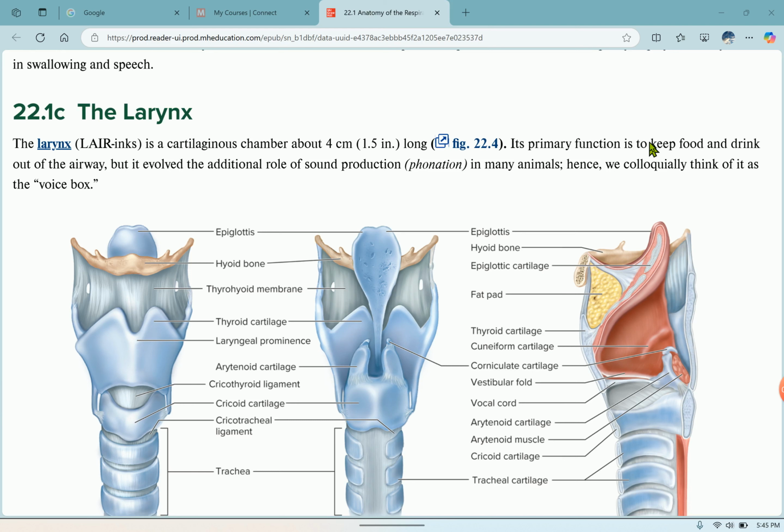Larynx area, there's a lot of cartilage in the larynx area, including the thyroid cartilage. Okay, this is the so-called Adam's apple. Males and females have this, although in males it is more prominent and more obvious, but males and females both have this thyroid cartilage.